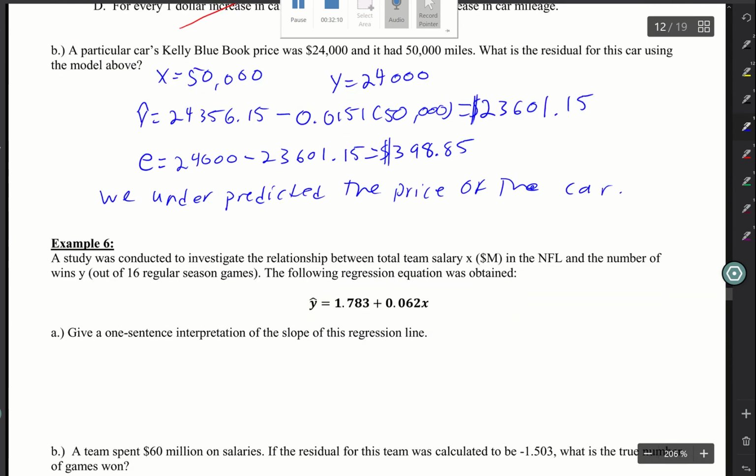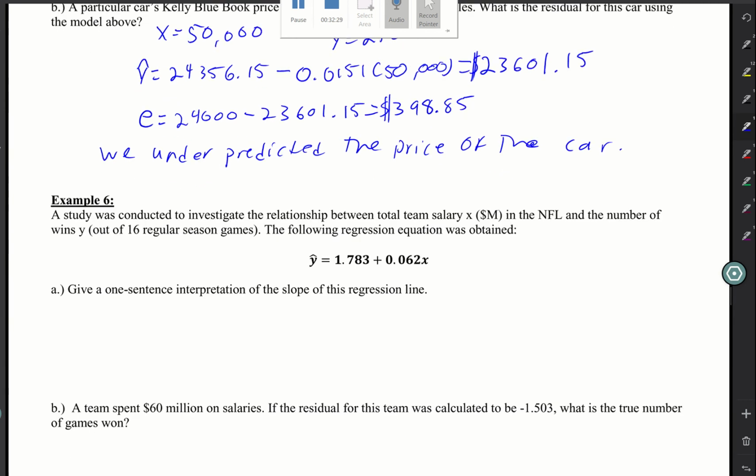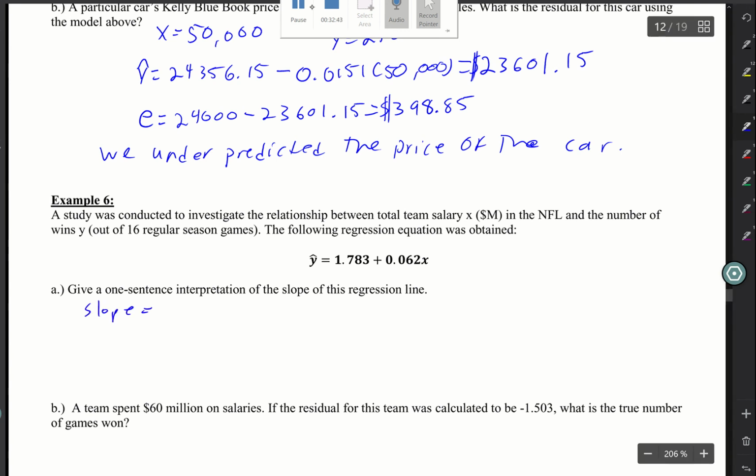All right, let's take a look at the next one. So a study was conducted to investigate the relationship between total team salary, X, in millions, in the NFL, and the number of wins, Y, out of a 16 game regular season. The following regression equation was obtained. So give a one-sentence interpretation of the slope for the regression. So what would you tell me? Well, first off, what is the slope of this? Which number is the slope? That's my 0.062. All right, and what would you tell me about it?